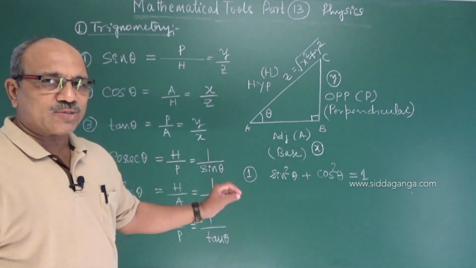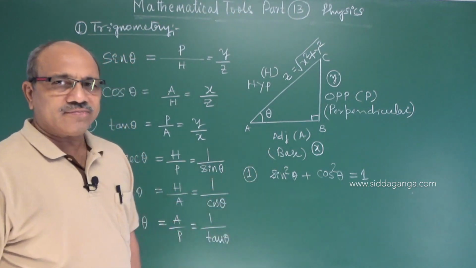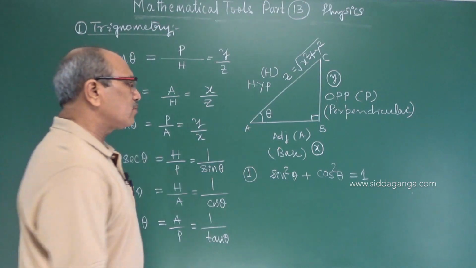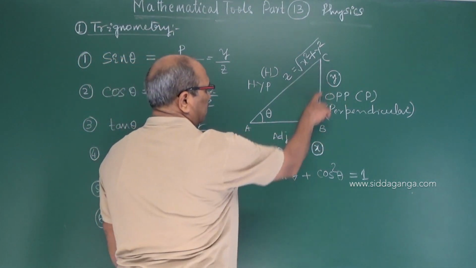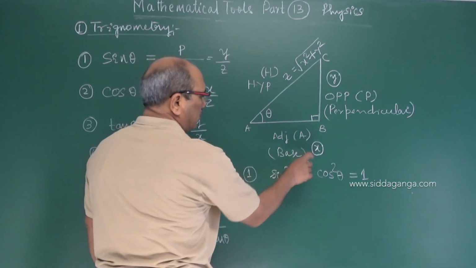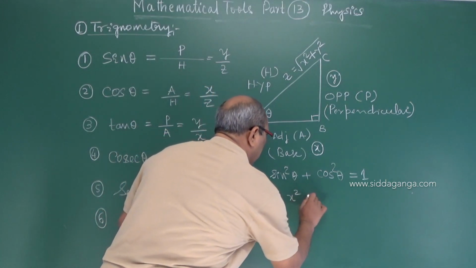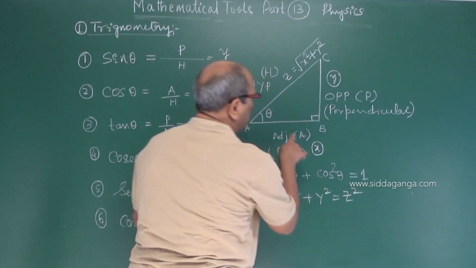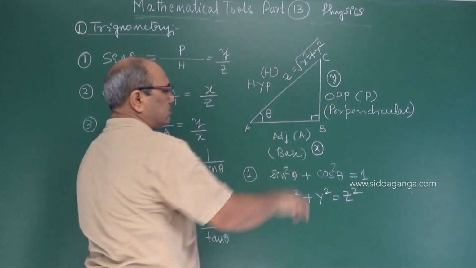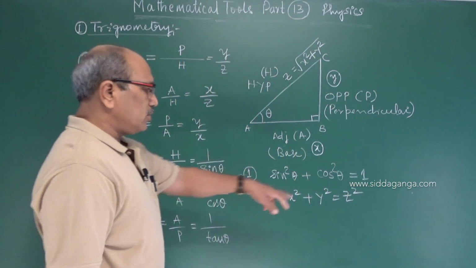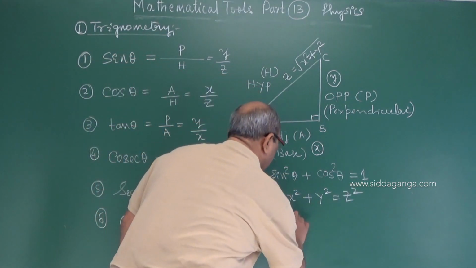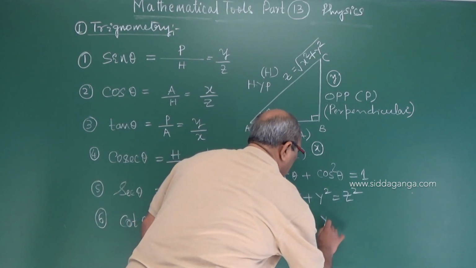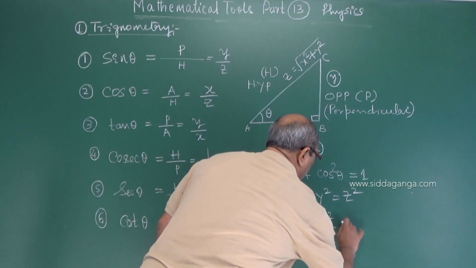Wherever it is simple I will explain, otherwise you have to accept it. This can be shown easily using Pythagoras theorem, because in Pythagoras theorem you know it is 90 degree. I can write x square plus y square as z square, no doubt. So divide throughout by z square. X square by z square plus y square by z square is 1.